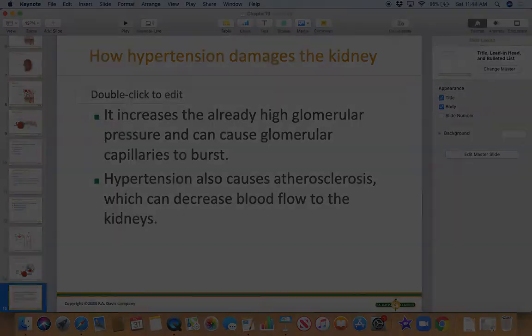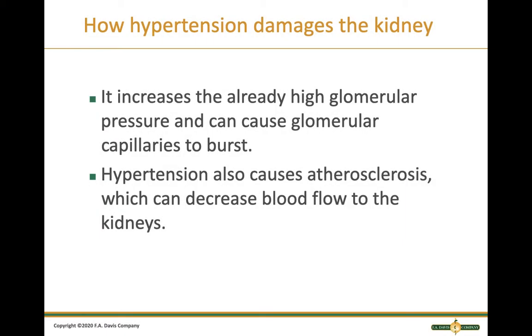Next, we need to know how hypertension damages the kidney. So hypertension is high blood pressure. It increases the already high glomerular pressure and can cause glomerular capillaries to burst. If that happens, you would see blood in the urine, and that's not good. Hypertension also causes atherosclerosis, which can decrease blood flow to the kidneys, and if they don't get enough blood flow, they can't do their job.